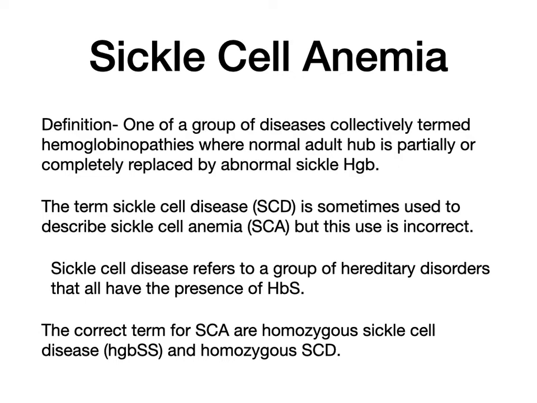Sickle cell anemia is one of a group of diseases collectively termed hemoglobinopathies, where normal adult hemoglobin is partially or completely replaced by abnormal sickle hemoglobin. The term sickle cell disease is sometimes used to describe sickle cell anemia, but this use is incorrect. The correct terms for sickle cell anemia are homozygous sickle cell disease and homozygous SCD. Sickle cell disease refers to a group of hereditary disorders that all have the presence of HbS.